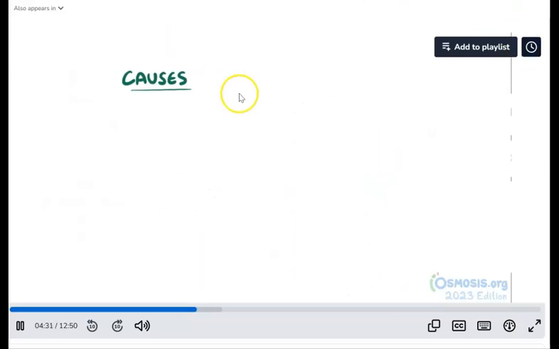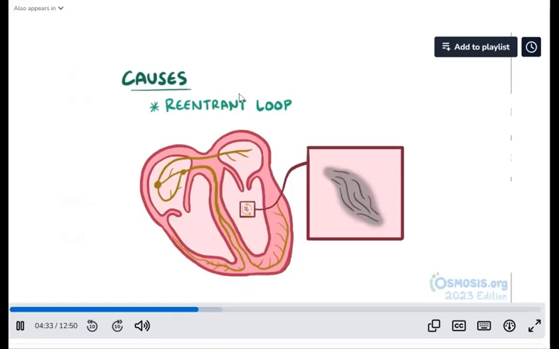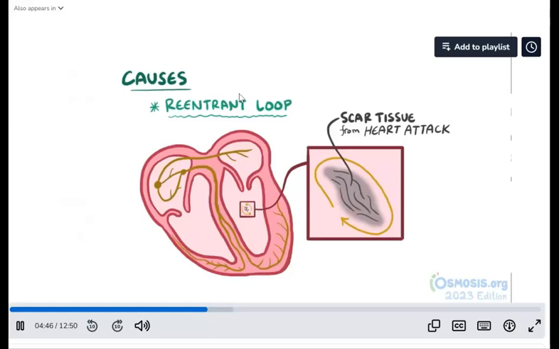A final type of ventricular ectopic focus is a reentrant loop, where a depolarization wave encounters tissue that doesn't depolarize, which could be something like scar tissue after a heart attack. As a result, the wave starts going around and around that tissue, forming what's called a reentrant loop. A reentrant loop basically starts sending out depolarization waves to the rest of the heart tissue each time the wave goes around.